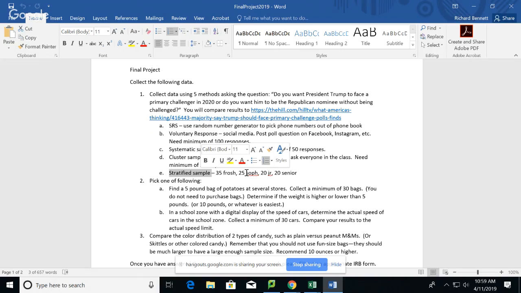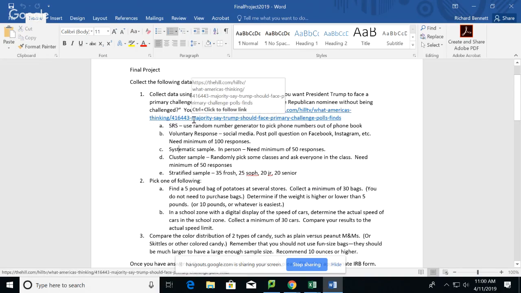You're comparing each one of those methods, using a 1 sample proportion test, to the national poll that I gave you, which I said was the Hill. We're using the Hill website. That's what we're using. You're comparing each one of these 5 to the Hill.